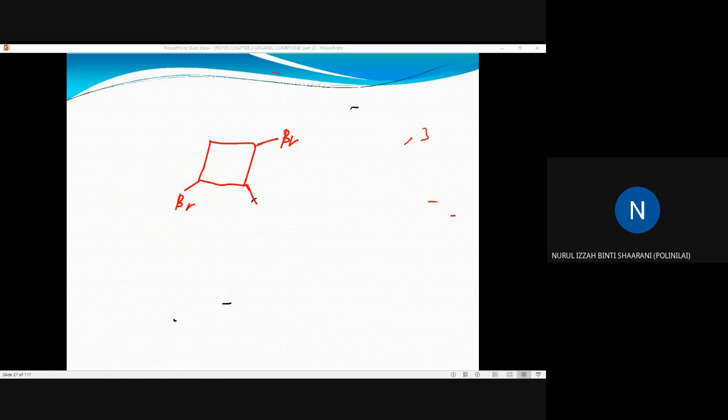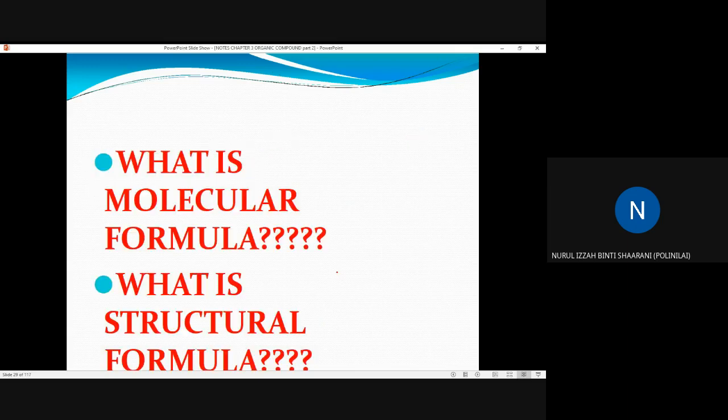Okay, so tak ada apa soalan eh. Okay, kita akan move kepada isomer. So what is molecular formula and what is structural formula? Okay, so molecular formula tu macam yang you pernah lihat lah. Let's say molecular formula untuk compound ni. Hydrogen, hydrogen, let's say ada Br kat sini.